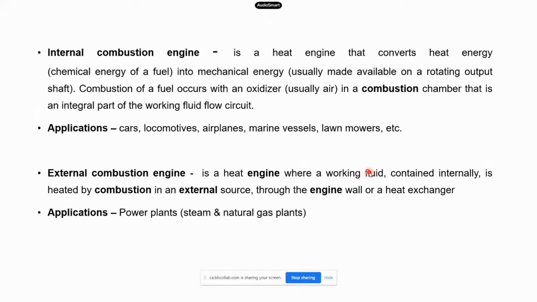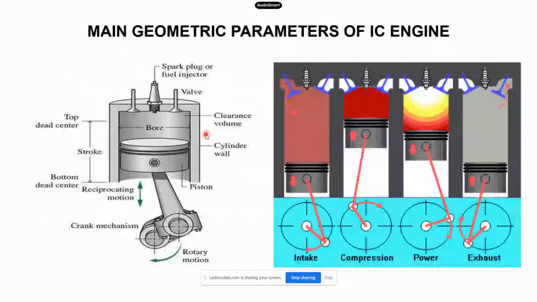But in an external combustion engine, like in a steam plant, the working fluid is steam, but steam does not mix with fuel. So we have a different combustion chamber, where the combustion is taking place externally, not internally, unlike in the internal combustion engine. The example of an external combustion engine is a power plant. The internal ones are cars, locomotives, airplanes, and so forth.